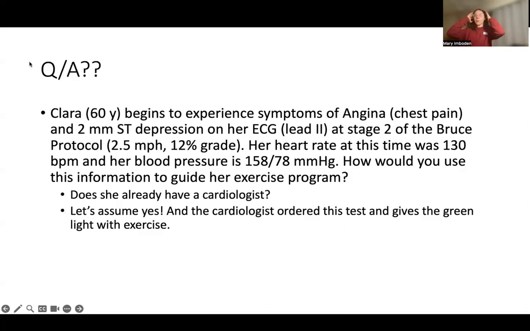So let's just kind of go through this case study and do a little Q&A. So we have Clara here. She's a 60-year-old patient and begins to experience symptoms of angina and has 2 millimeters of ST depression on her electrocardiogram in lead 2 at stage 2 of the Bruce protocol. And stage 2 is 2.5 miles per hour, 12% grade. Her heart rate at this time was 130 beats per minute, and her blood pressure is 158/78. How would you use this information to guide her exercise program?